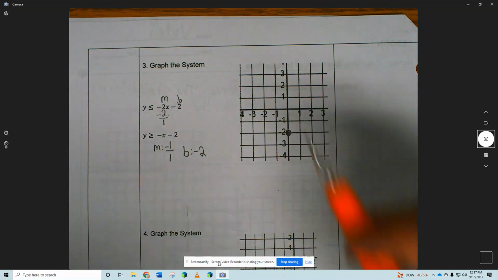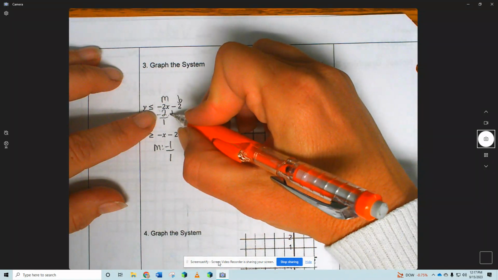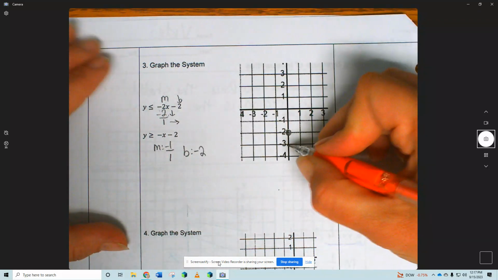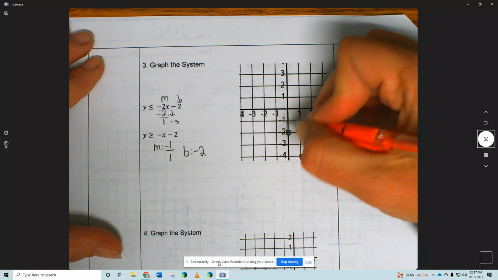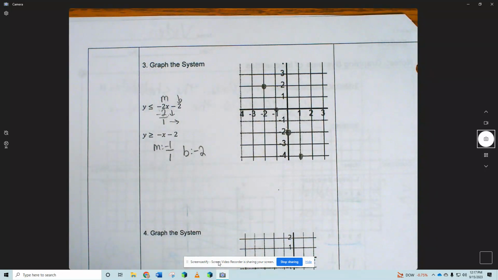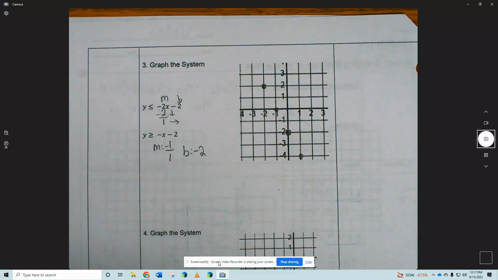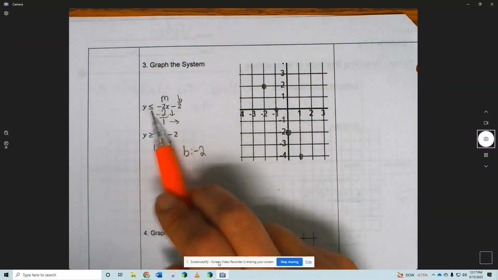All right, the slope for this top line, -2/1. Down to the right 1. Down to the right 1. Up to the left 1. Before you go crazy with the line, is it dotted or solid? Look at this. That one's solid.